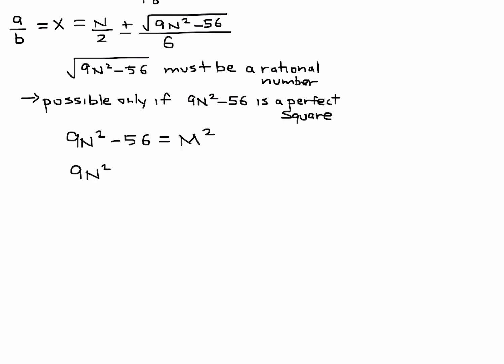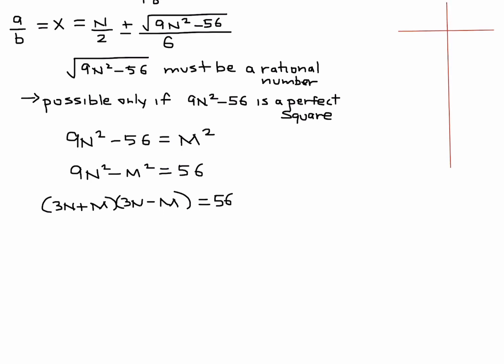Bring m squared over to the other side and factor, and you'll get 3n plus m and 3n minus m, and that is equal to 56. Now what we have to do is make a table and try to figure out all the possible values of this.